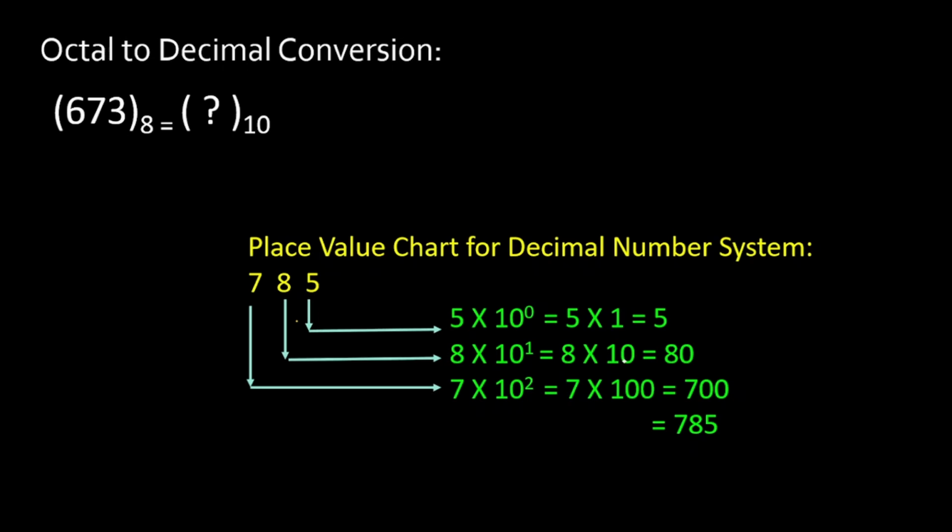Now 8 will be multiplied by 10, you will get 80. Now 7 will be multiplied by 100, so you will get 700. So when you add these three numbers, you will get 785. So this is the place value chart for the decimal number system.